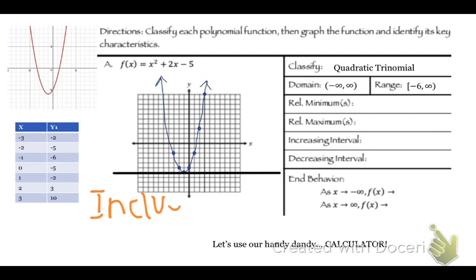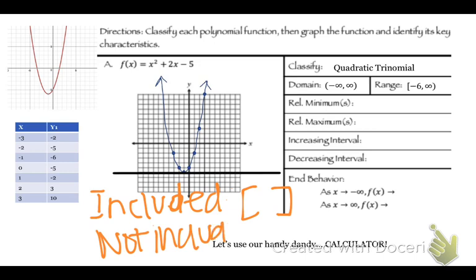So if it's included, that's when you have the brackets. So if there's actually points. If it's not included, that's when you do the parentheses. So on infinities, it is always a parenthesis. Okay, I'll go over that more tomorrow also.